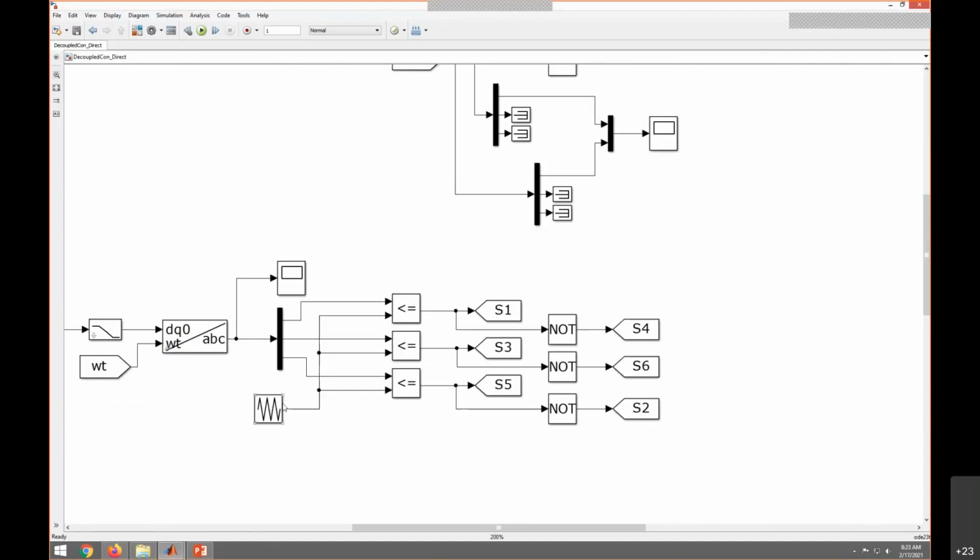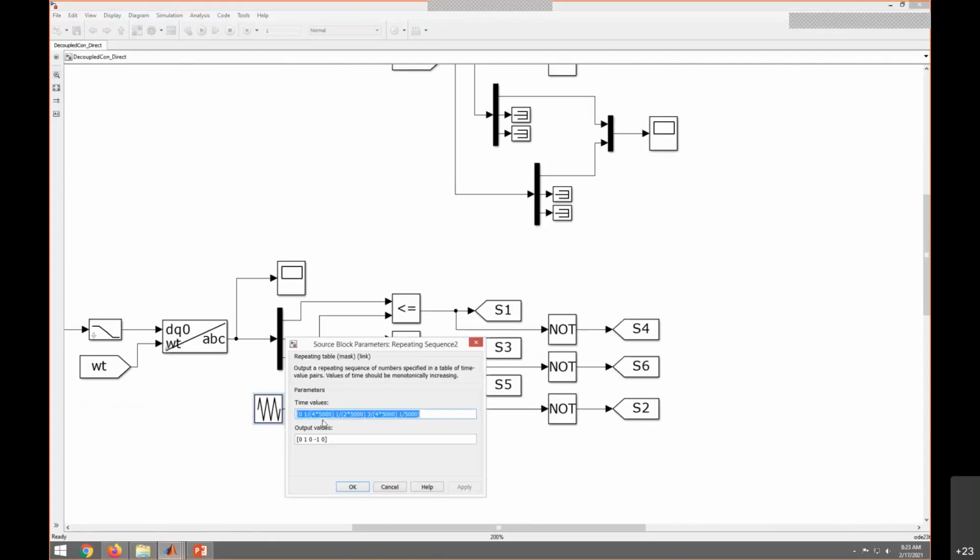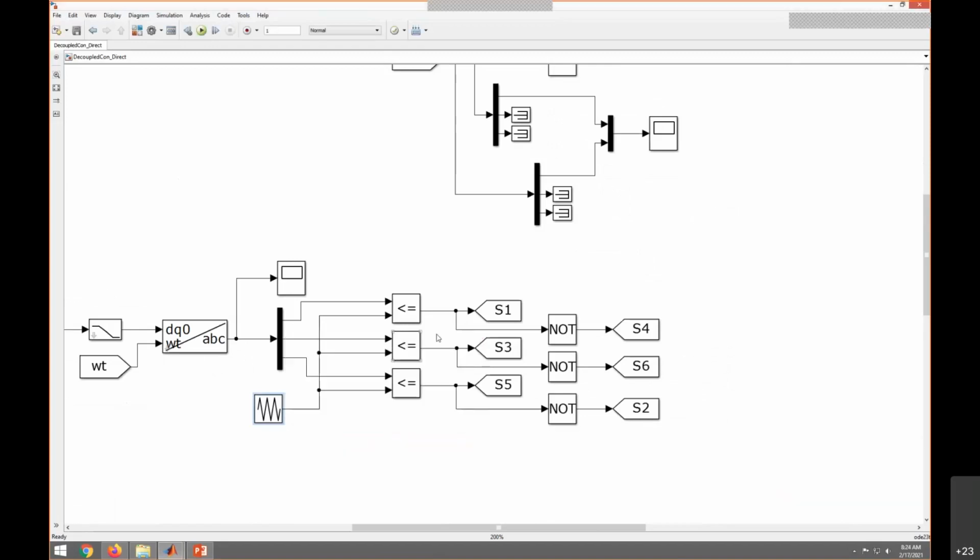The next step is to compare them with the triangle carriers. These are the triangle carriers. I considered a 5000 Hz frequency, that is, the inverter is operating at 5000 Hz, so the carrier frequency is 5 kHz. This comparison generates the firing signals for the upper and bottom devices.